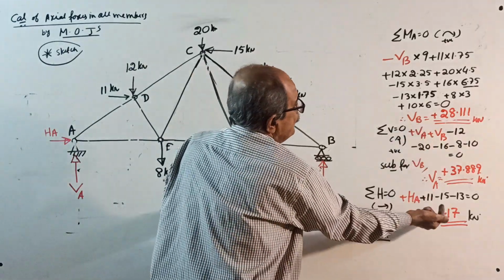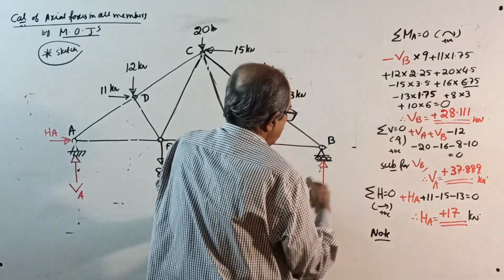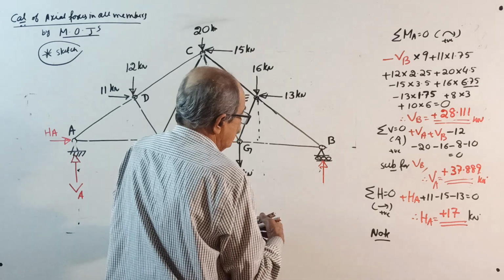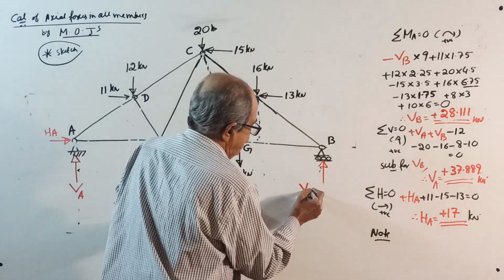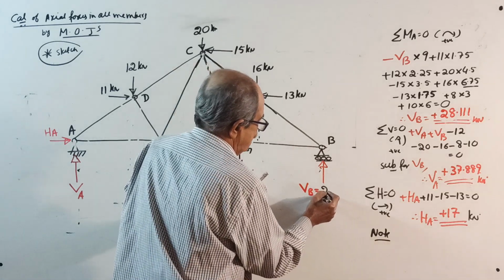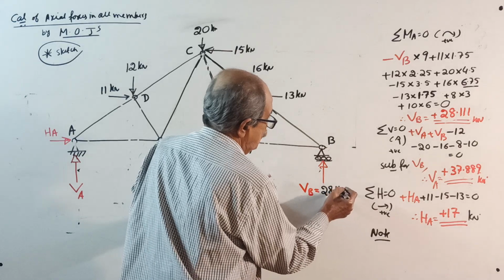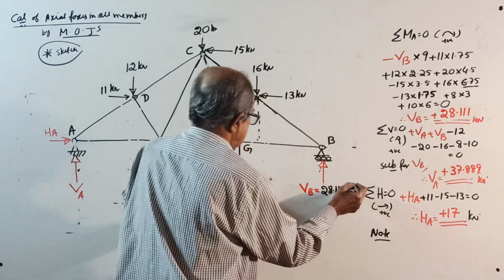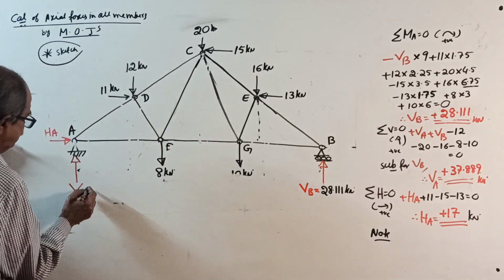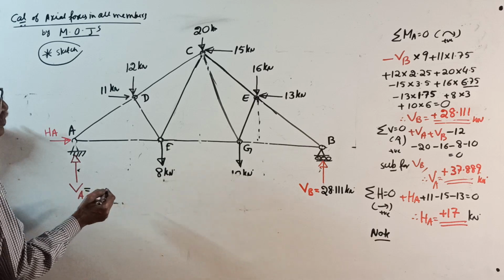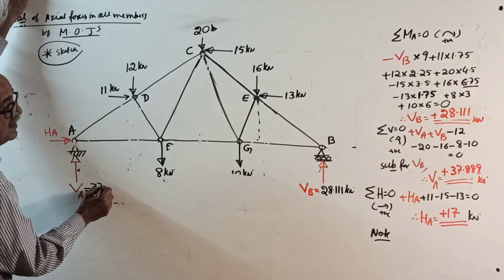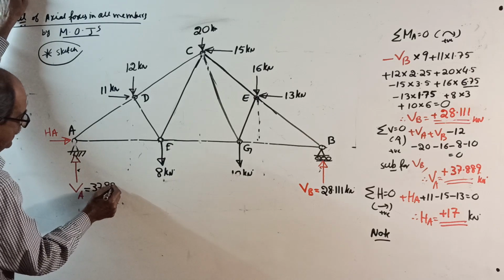VB, we assumed upward. We got a positive. So, red color, VB, I am writing red color only. VB equal to, but I am writing in black color. Why? 28 point, already known, 111 kilonewton. VA, we assumed upward, answer came positive. So VA equal to, don't write here, one more sketch you require, 37.889 kilonewton.